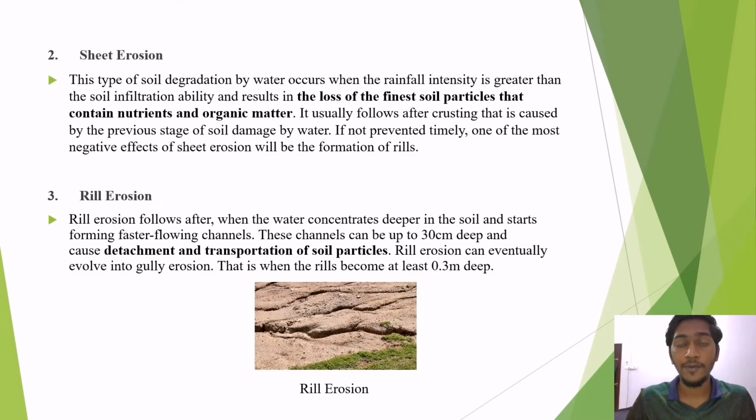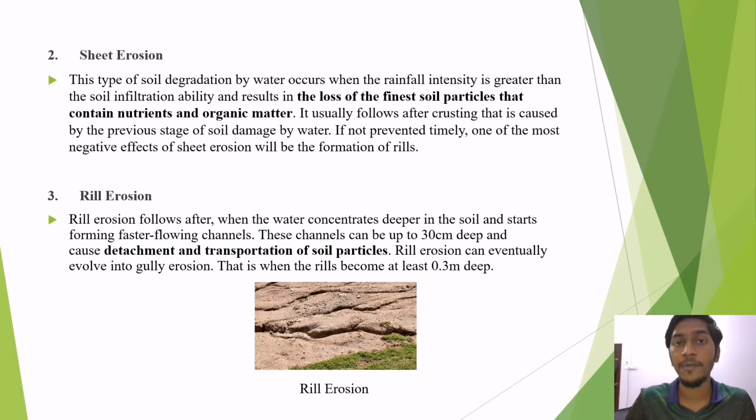The second type of water erosion is sheet erosion. This type of soil degradation by water occurs when the rainfall intensity is greater than the soil infiltration ability and results in the loss of the finer soil particles that contain nutrients and organic matter. It usually follows after crusting that is caused by the previous stage of soil damaged by water. If not prevented timely, one of the most negative effects of sheet erosion will be the formation of rills.